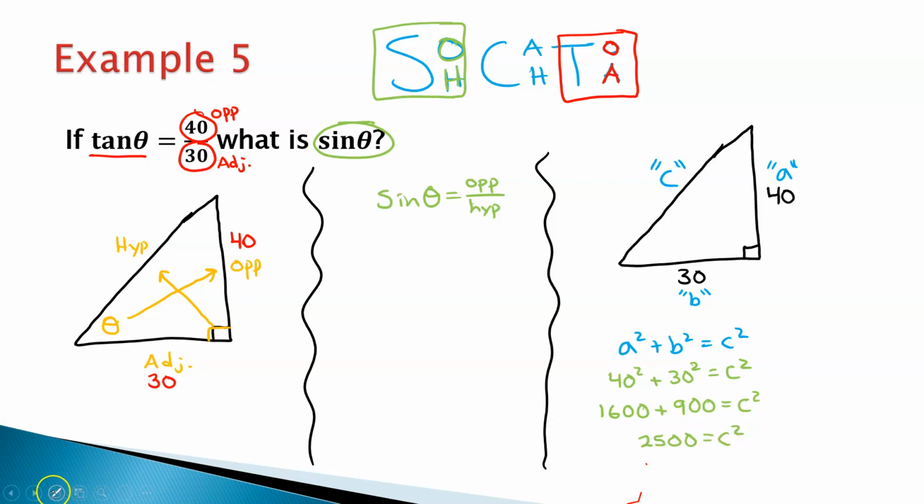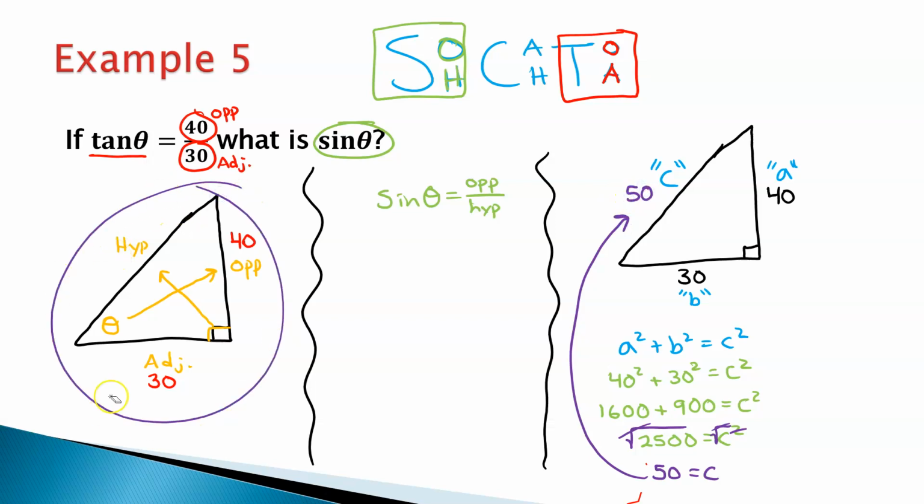All right, I got one more thing that I have to do. Take the square root. The square root of, whoops, those cancel out. The square root of 2,500 is going to be 50. 50 is equal to C. That side that I was trying to figure out over here, this hypotenuse, is 50 units. So if you go back to the original problem, we can go ahead and put 50 for our hypotenuse.